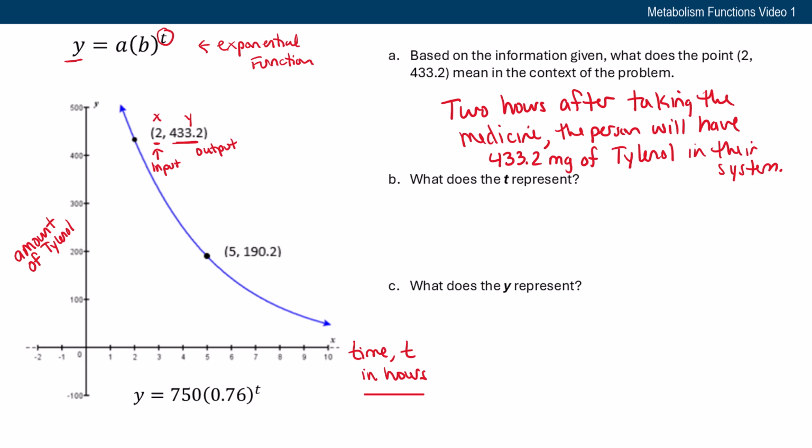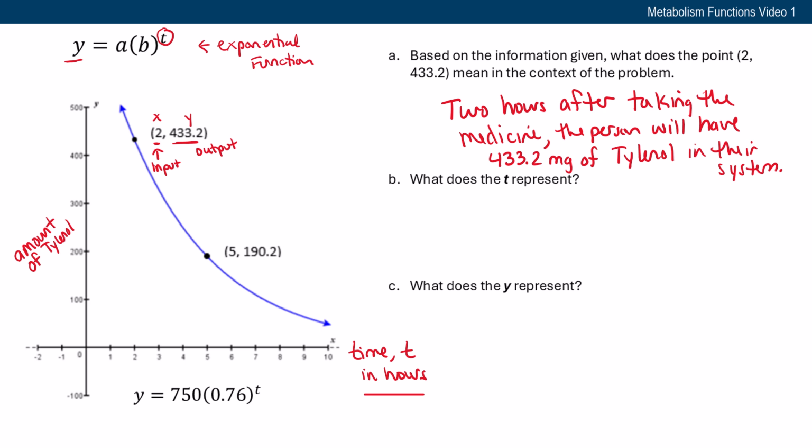So we use a point to represent data in our graph. The 2 is always going to be the input, and you can see on our x-axis that represents time. The output represents the amount of Tylenol. So that's the second part of the point.